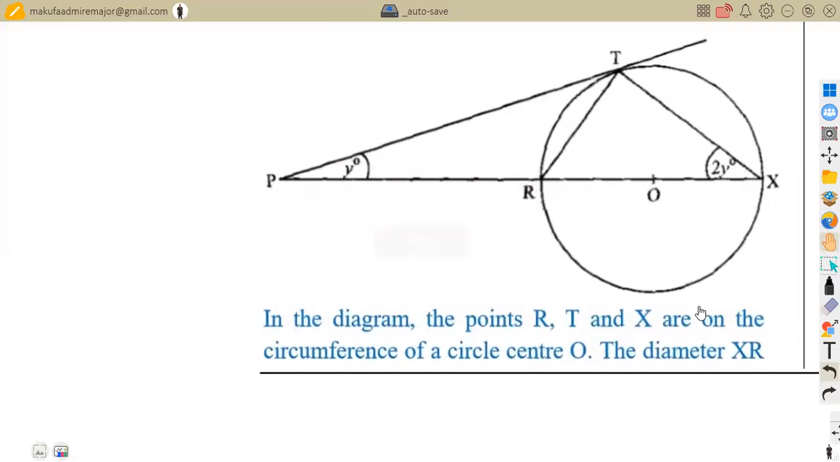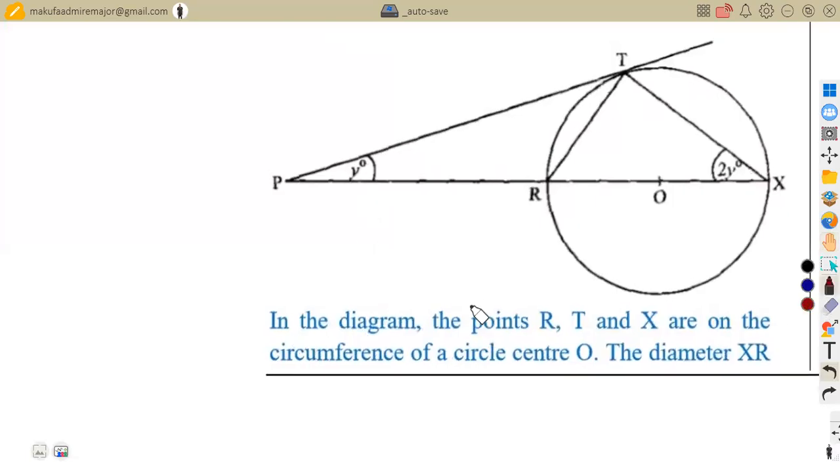So on this part here, we are given that in the diagram, R, T and X are on the circumference of a circle, with center or the diameter XR. In this case, we're given the diameter XR. All right. So from this information, we're being given to express RTP in terms of y. That is R to T to P in terms of y, this angle. That was the first question, to express this angle RTP in terms of y.